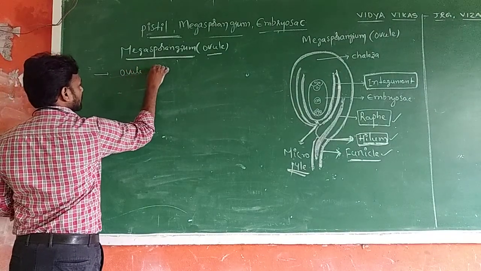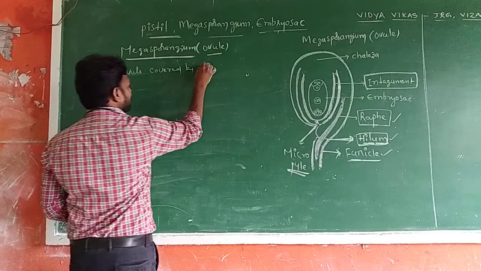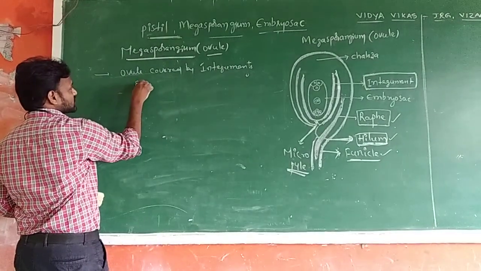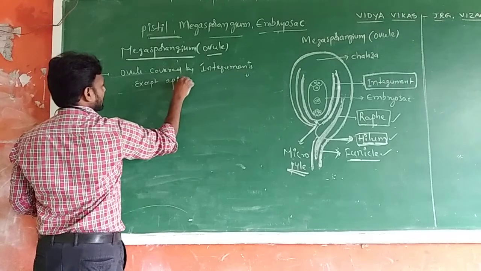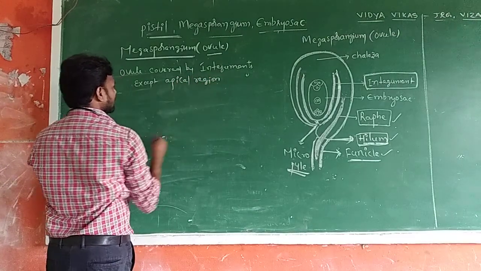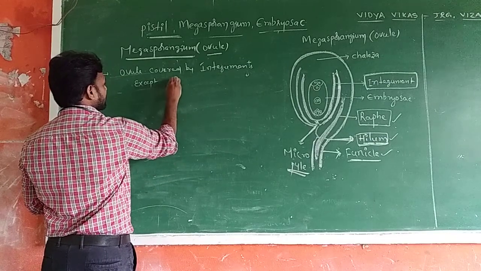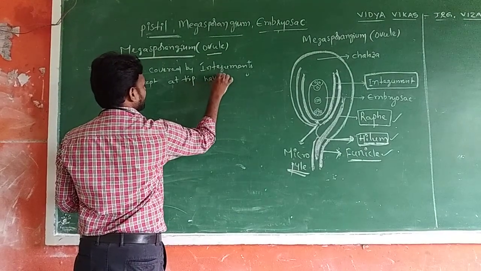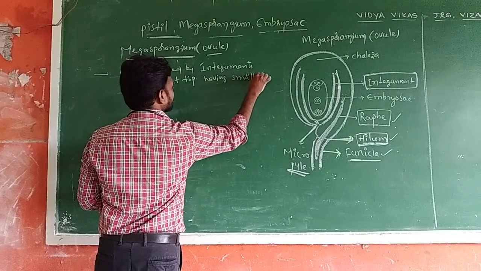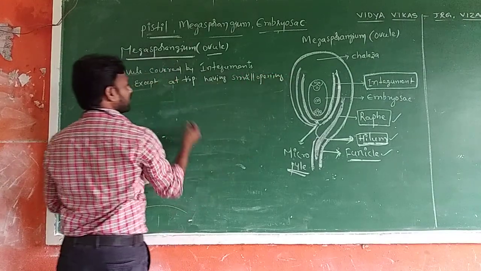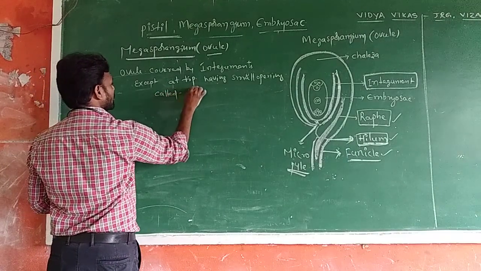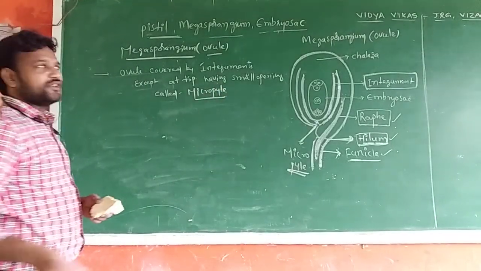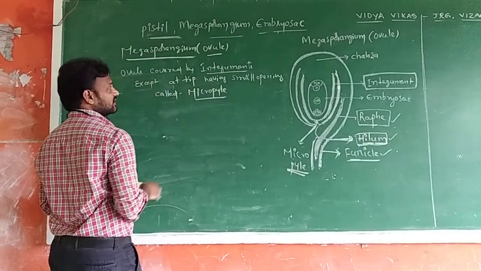Ovule covered by integuments, except at the apical region, or except at the tip, having a small opening called micropyle. So micropyle means the ovule is actually covered by integuments, but integument is absent at this opening.